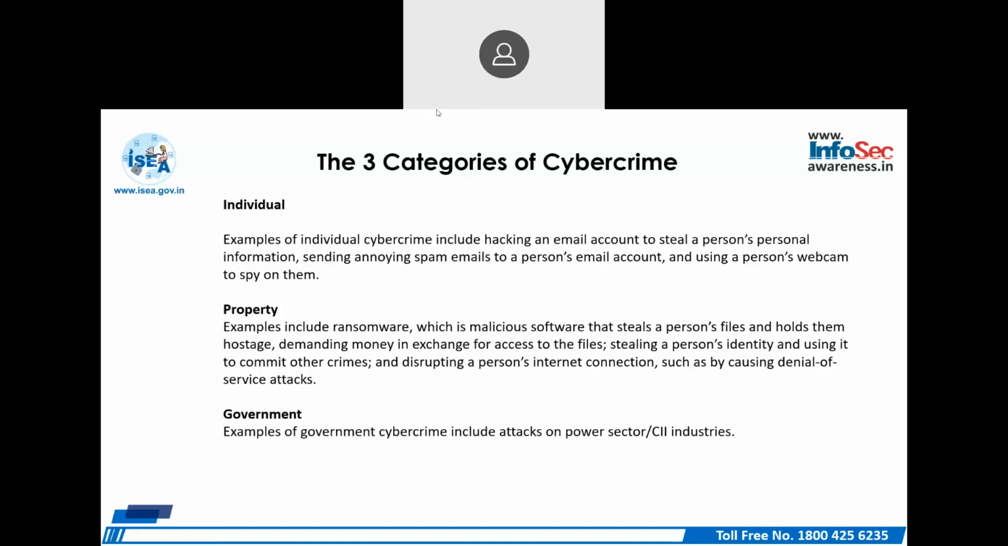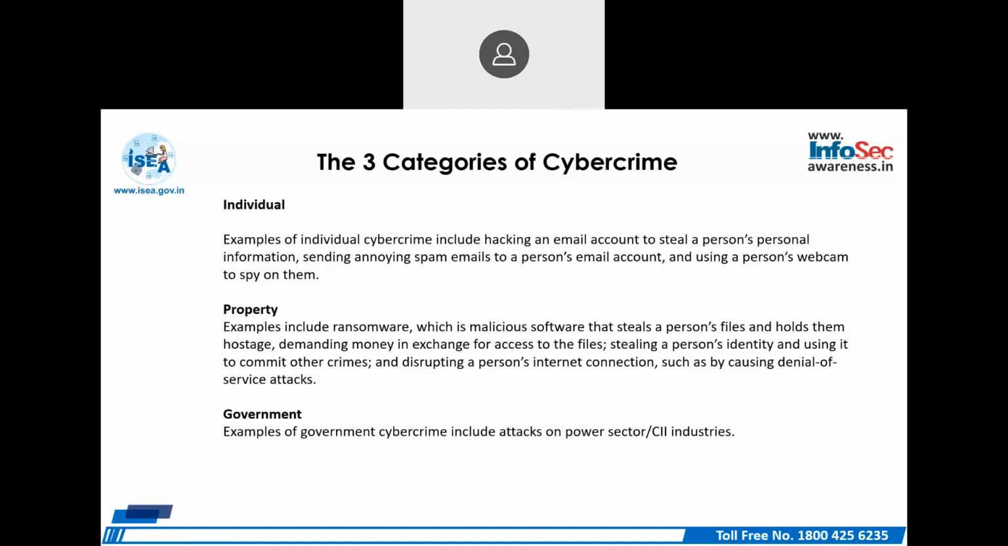Signal lost, can't see. Are you able to see my screen? Okay, if anyone is facing any issue, they may check the internet connection.